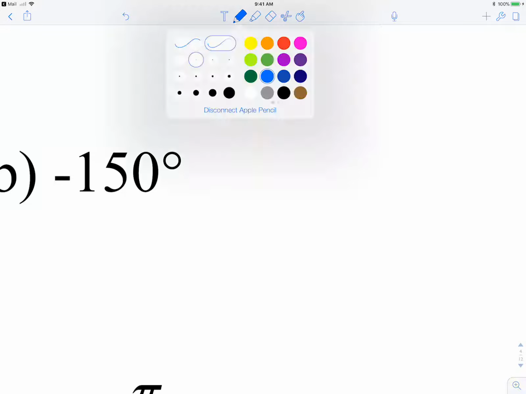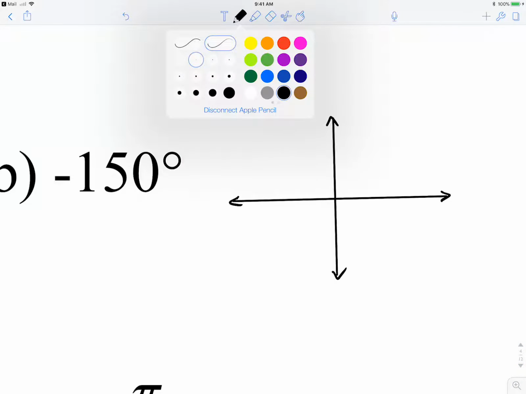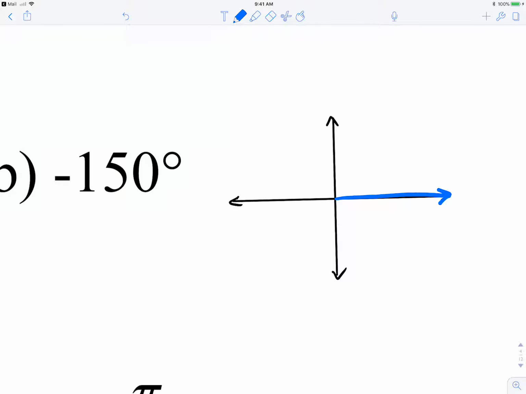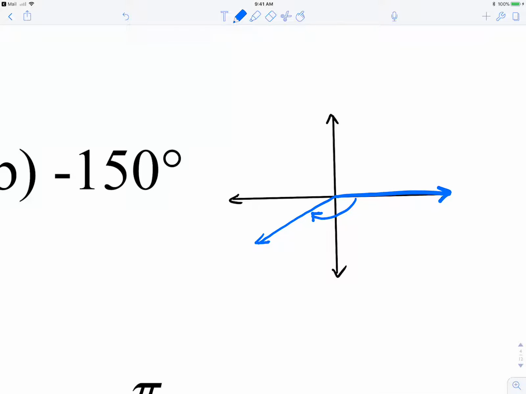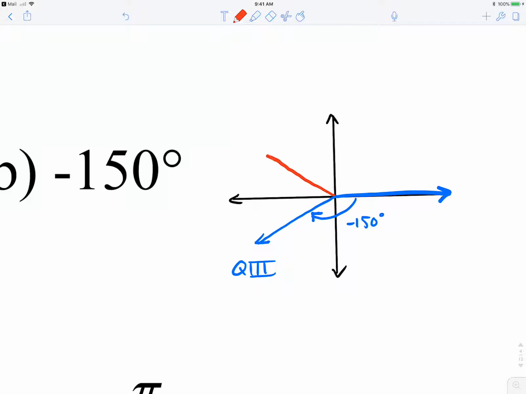Okay, so negative 150 degrees. Let's draw that picture. Now 150 degrees we know terminates in quadrant 2. But if we're thinking about negative 150 degrees, here would be our initial ray, and then in quadrant 3, we would have our terminating ray, so that angle right there would be approximately negative 150 degrees. So in quadrant 3, negative 150 degrees terminates. This would be approximately positive 150 degrees.